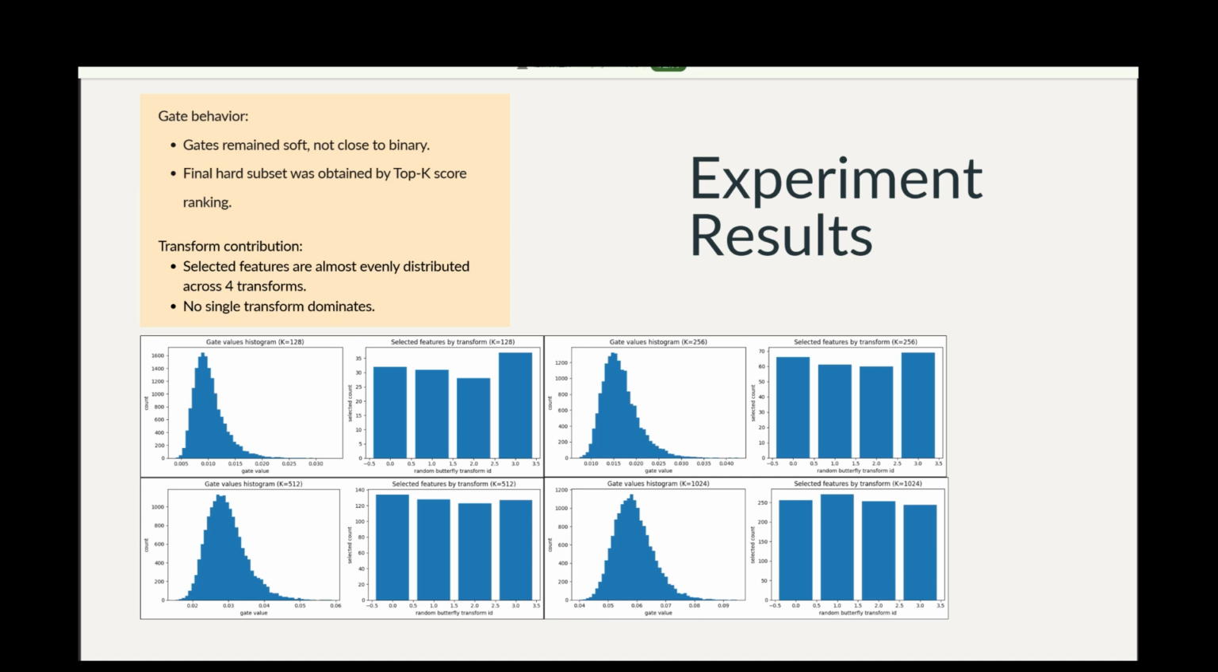On the right side of each pair, I show how many selected features came from each of the 4 random butterfly transforms. The selected features are distributed almost evenly across the 4 transforms. For example, when K is 512, each transform contributes roughly 128 selected features. This suggests that the selector doesn't concentrate on a specific transform. Instead, all 4 random butterfly transforms contribute useful feature coordinates.